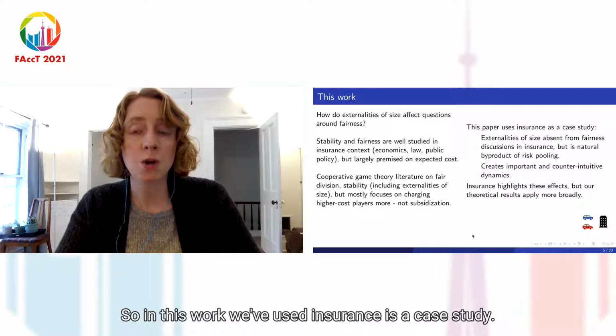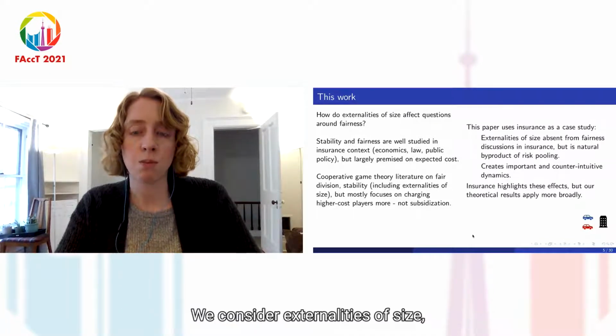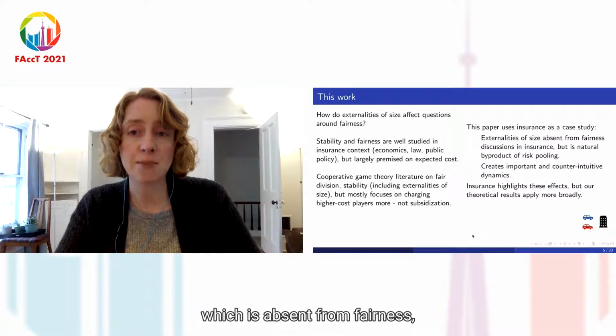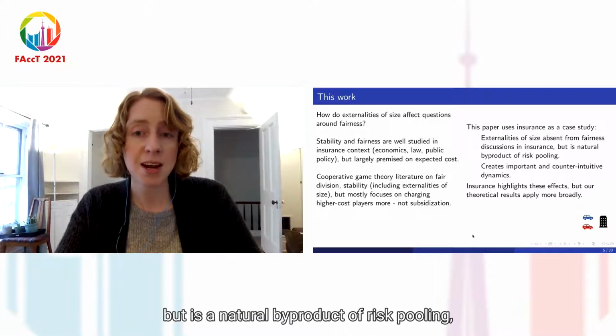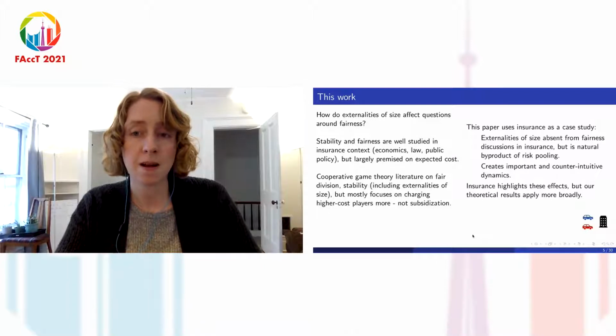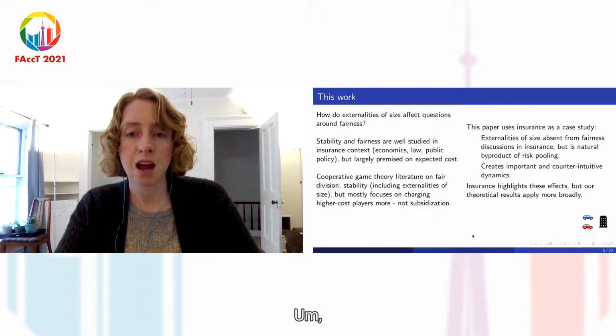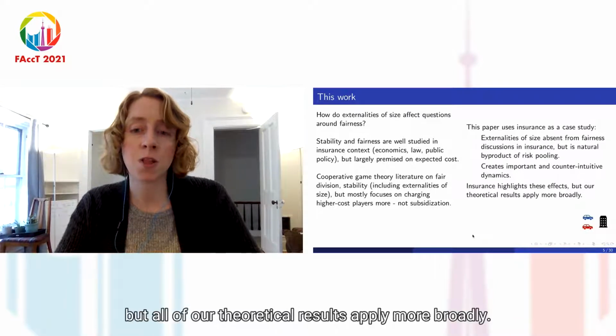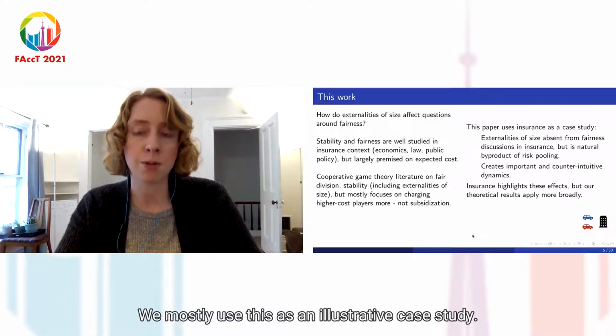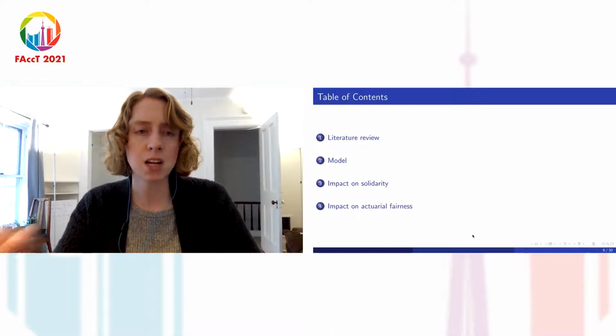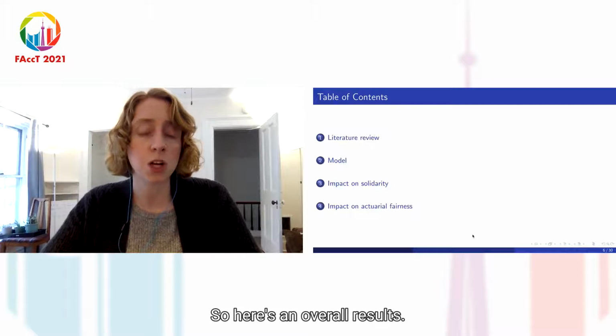So in this work, we use insurance as a case study. We consider externalities of size, which is absent from fairness discussions in insurance, but is a natural byproduct of risk pooling. And we see that this creates important and counterintuitive dynamics. Insurance highlights these effects, but all of our theoretical results apply more broadly. We mostly use this as an illustrative case study. So here's an overall result of what we're going to talk through.